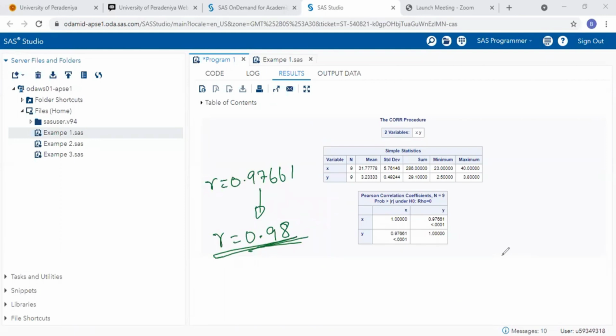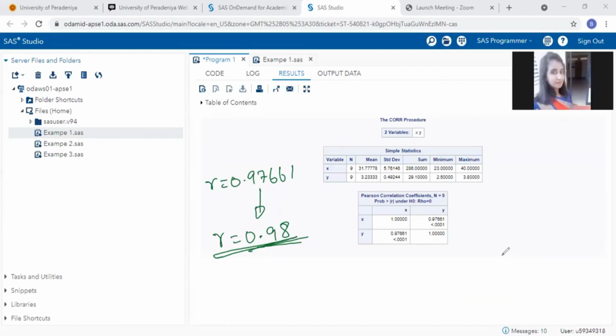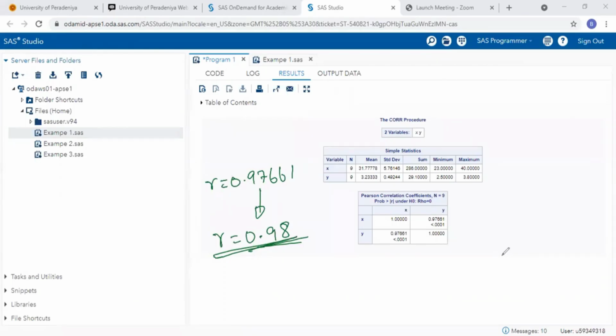What are the possible values or the range of possible values for R? 0 to 1 is one possibility. What is the other possibility? He has missed out one part. Minus 1 to plus 1, sir. That is what you missed. Now only you have seen the notes. Good. At least you can see that in the notes.